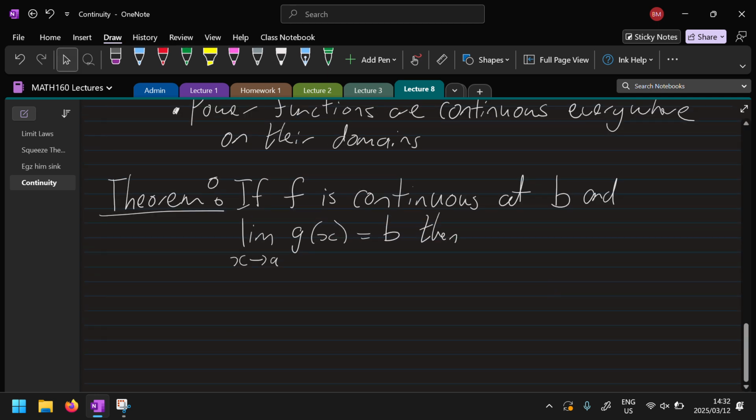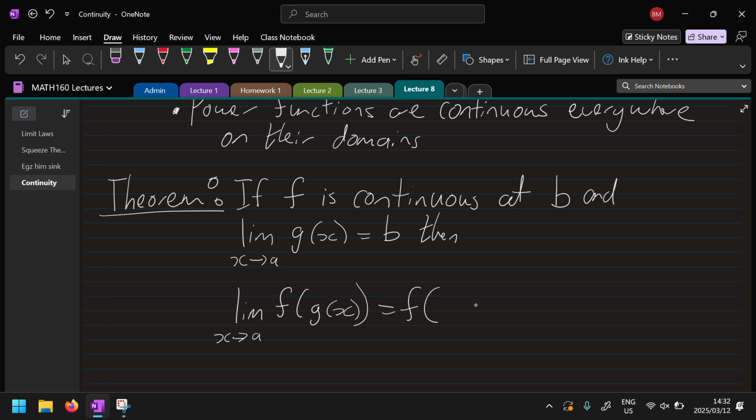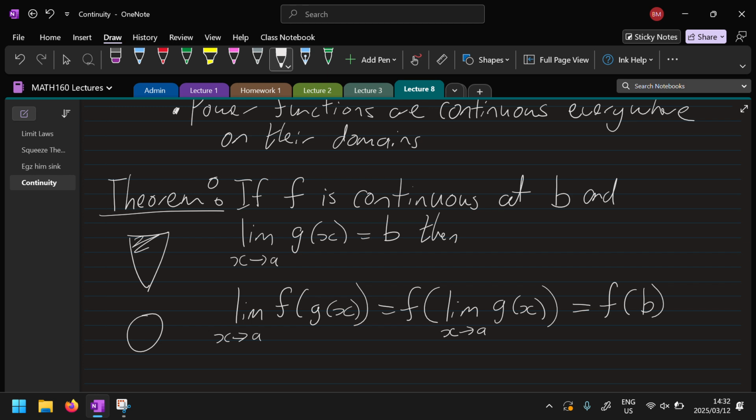then, and this is very, very important, the limit as x goes to a of f of g of x, so we're taking the composition of f and g, is equal to f with the limit inside: the limit as x goes to a of g of x. And this will be f at b. This is very, very, very important. Please put a big exclamation mark next to that.